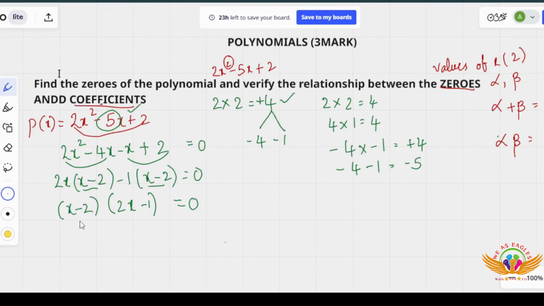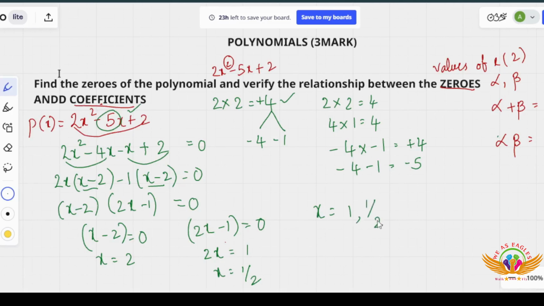Now come on, x minus 2 is equal to 0 and 2x minus 1 is equal to 0. So when minus 2 goes here, the x value will become 2 here. So 2x is equal to 1, x is equal to 1 by 2. So I got x values as 2 comma 1 by 2.